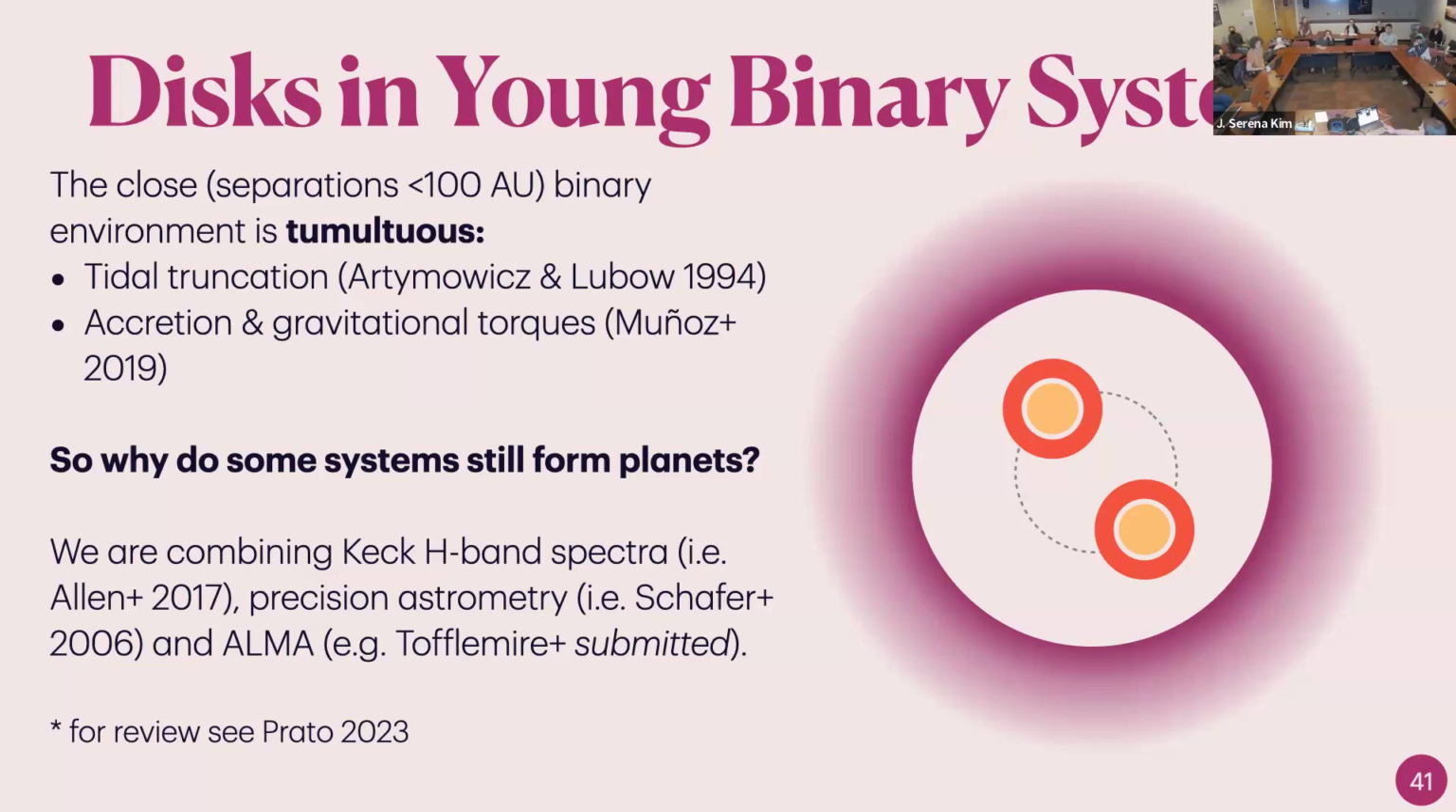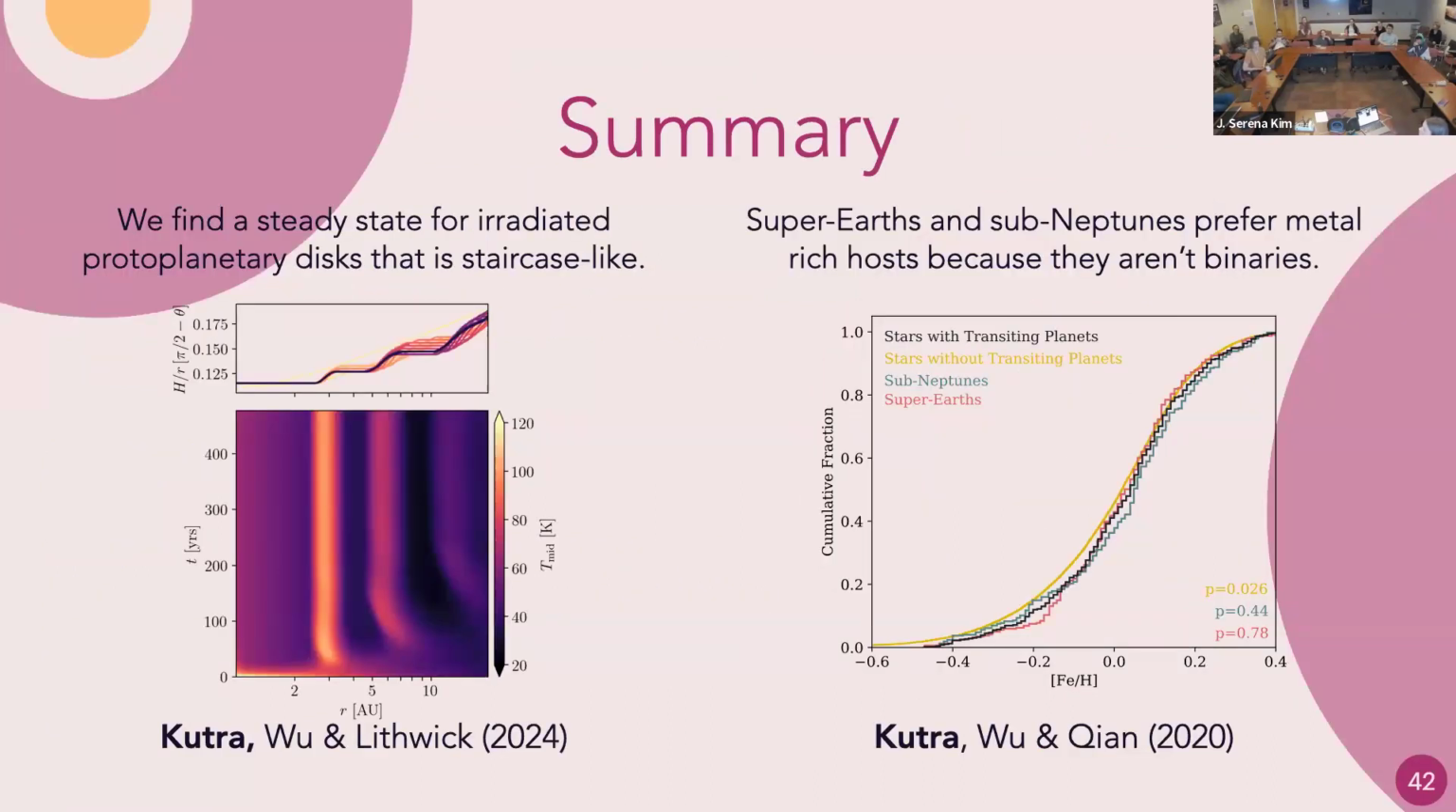Cool. Thank you. How far away are some of the binary systems that we're observing? All the ones that we have ALMA data for are in Taurus. But we have ones in Ophiuchus and all over the place.